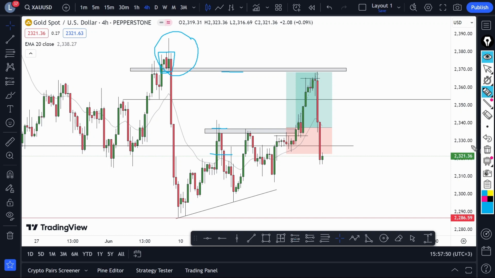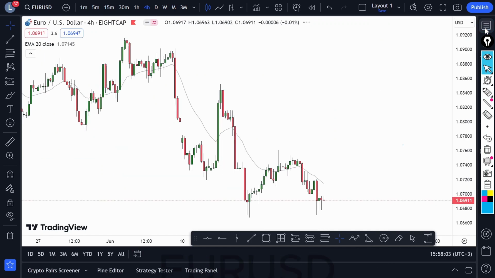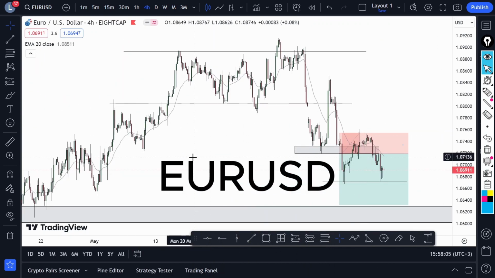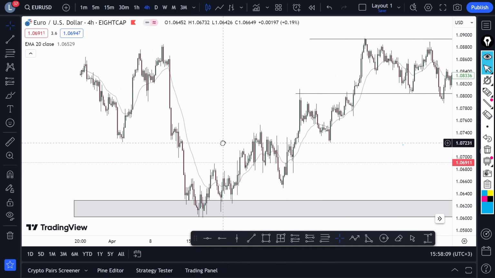And to give you more context, I want to look at the EURUSD chart. A similar trade that I took a few weeks ago.